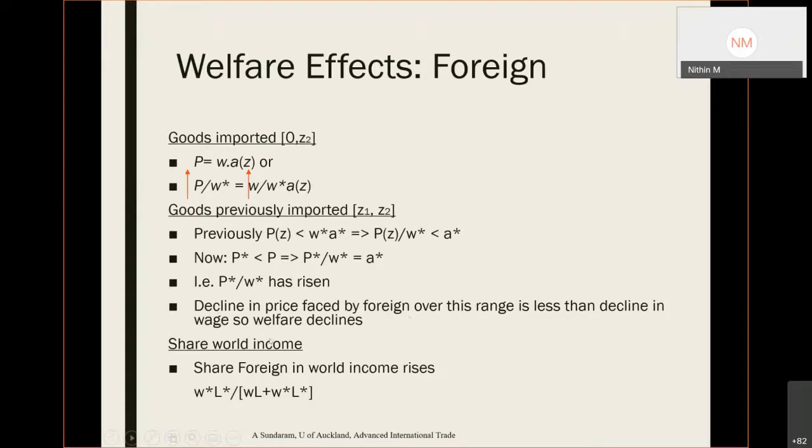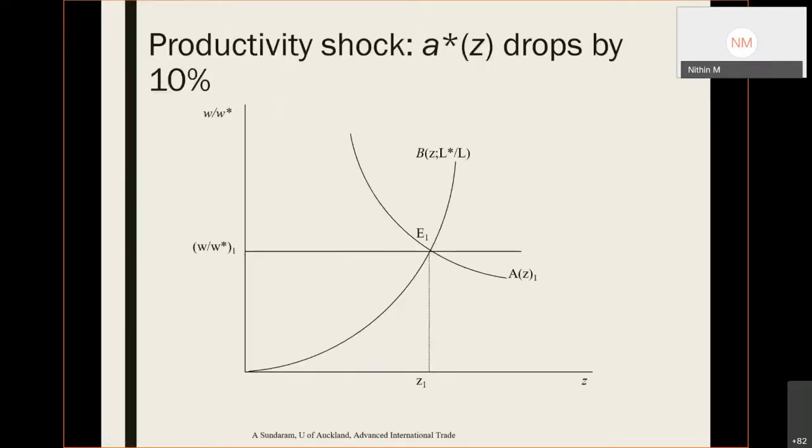Of course, what we will find is that the share of China in world income is going to go up. That's because they're now a bigger country. They have a larger population or labor force. Okay. So what I'm going to do, I'm going to encourage you to do the second comparative static exercise here.